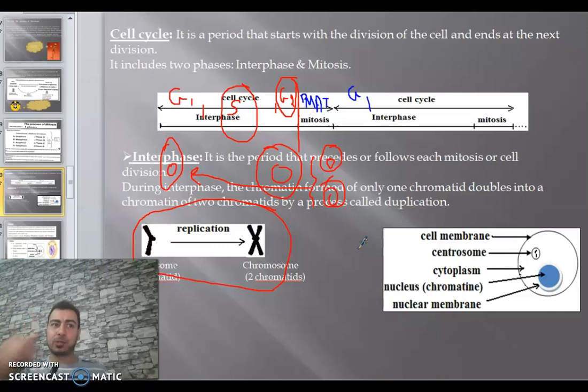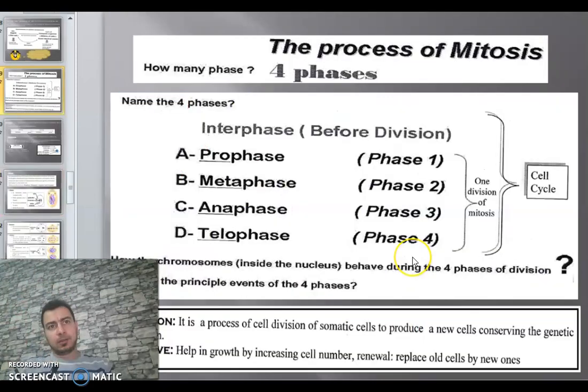Now we are going to explain what happens during each phase of mitosis, during pro, meta, ana and telophases. Okay? But before, we have to talk about the aim of cell division. Why do cells divide? Cells divide for many purposes. For growth. A child is small, so to grow, cells must divide, in order to grow and to increase in number.